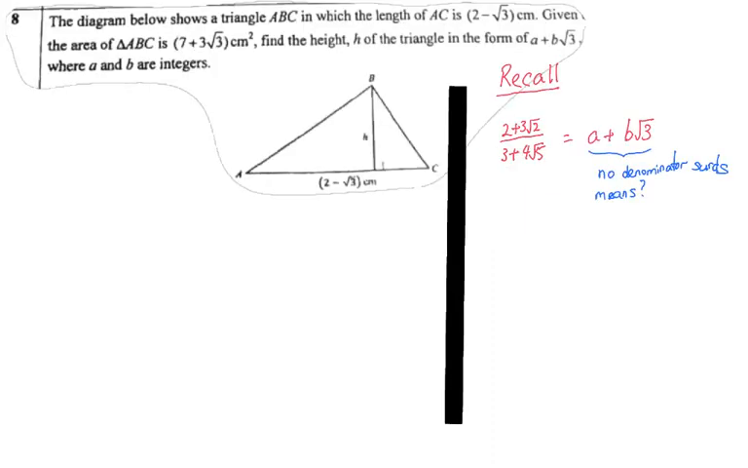Okay, now that you got question 7C correct, let's move to question 8. Now, question 8 has a triangle here. The question itself is not difficult. The only tricky thing is now they want it in terms of surds.